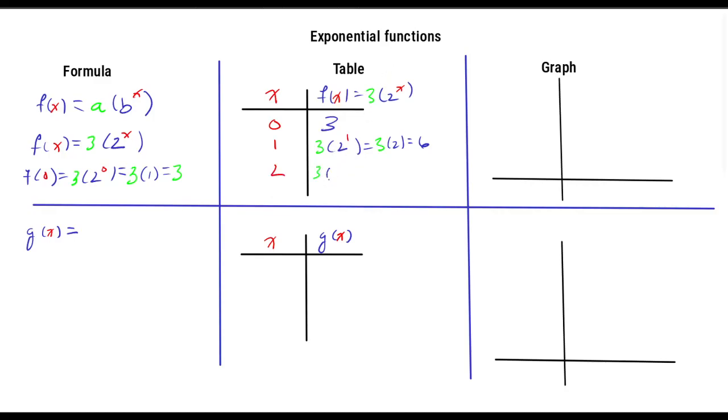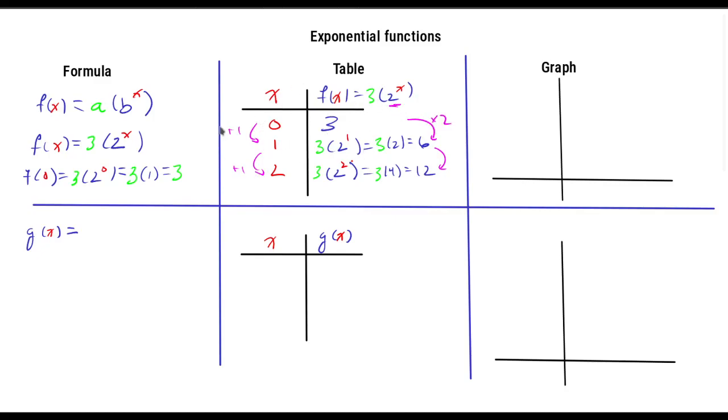This looks like 3 times 2 squared. That's just 3 times 4, which is 12. And so we can already see a pattern here. As x increases by 1, what's happening to the f of x values? It goes from 3 to 6, and then 6 to 12. So the common theme here is we're multiplying by 2. So as x goes up by 1, f of x is doubled. And that 2 is the same as the 2 here.